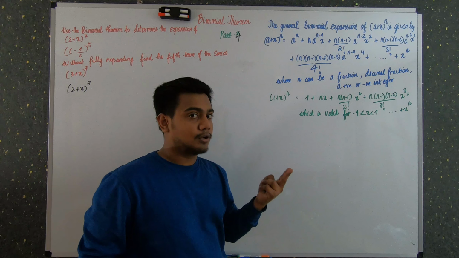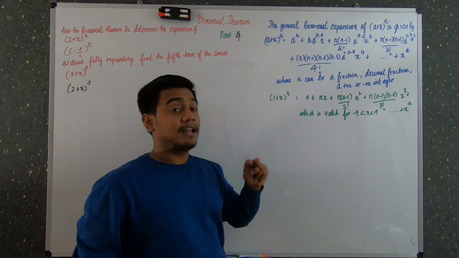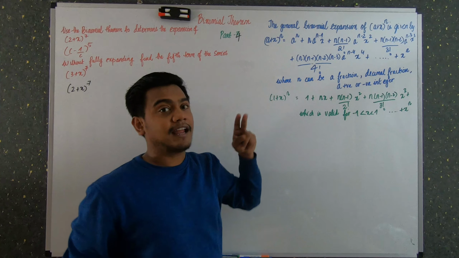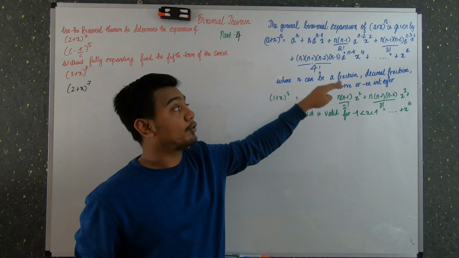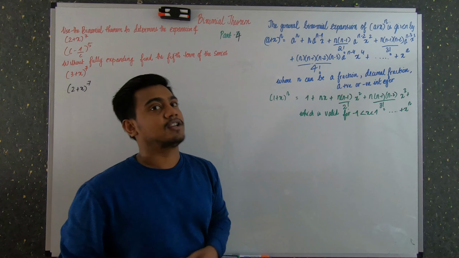The product of the first two numbers by the last two numbers of n, that is if it is 5, 5 into 4 by 2 factorial. If you take the fourth term, what is it? Product of last three numbers, that is 5 into 4 into 3 by 3 factorial. For the fifth term, what would it be? 5 into 4 into 3 into 2 by 4 factorial. That is the coefficients, yeah.